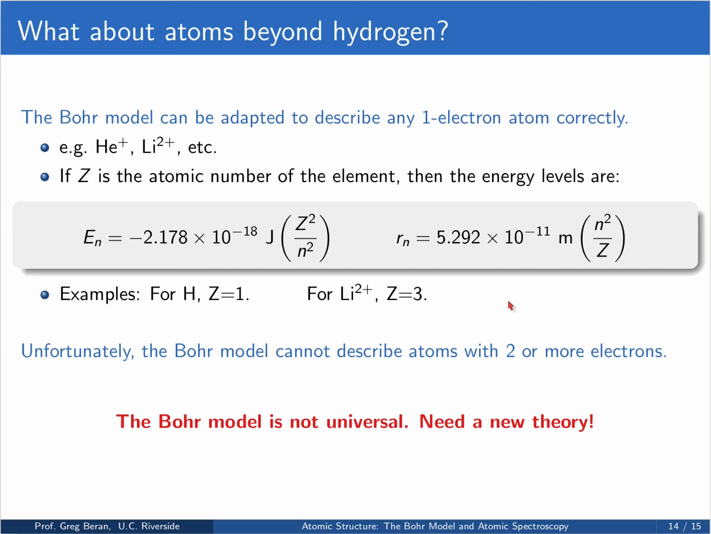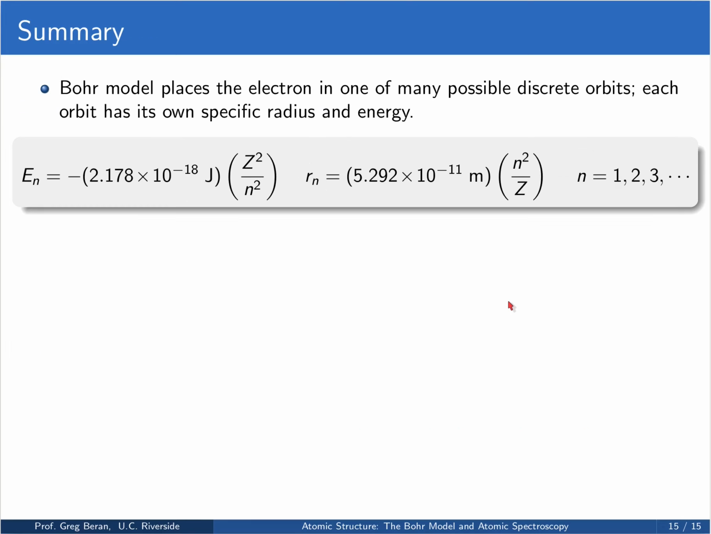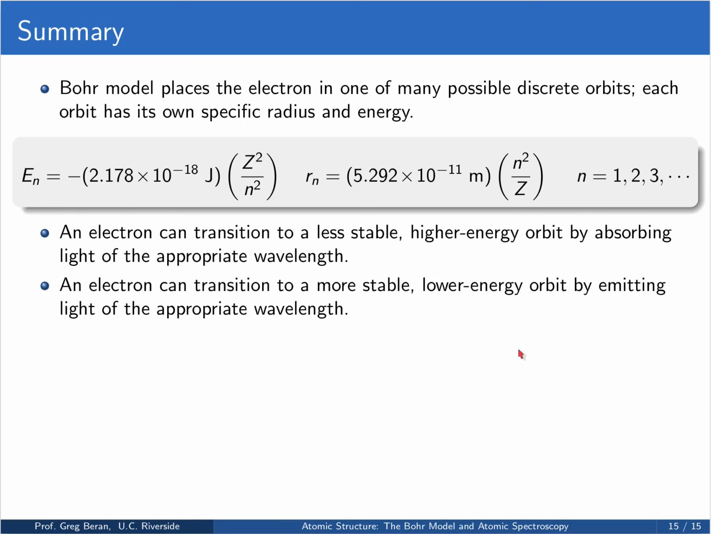So to summarize, we've discussed how the Bohr model places the electron in one of many possible discrete orbits, and each of those orbits has its own specific radius and energy given by these expressions here. An electron can transition between two orbits via interactions with light. An absorption of light will cause a transition from a lower energy orbit to a higher energy one, and emission of light will cause a transition from a higher orbit down to a lower energy orbit.